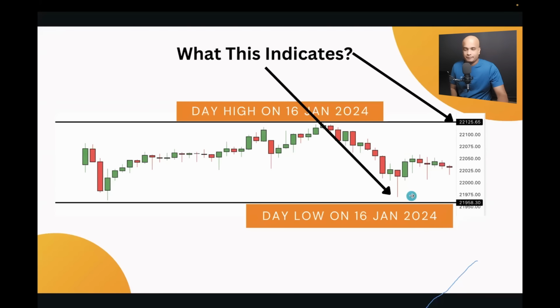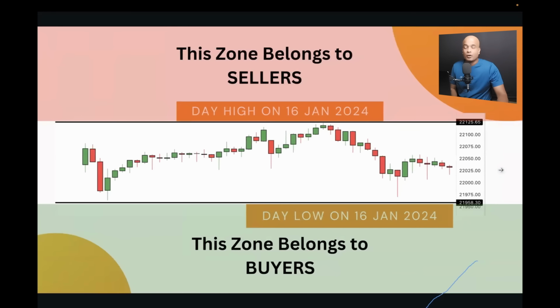So what does this indicate? Just think in your mind what this indicates. What this indicates is that this number, 22125, this zone belongs to sellers. In simple words, on this particular day, 22125 is the price level where the last buyer was found. Is price level pe last buyer tha, uske upar buyer nahi tha. Isiliye price niche aa gaya na. So that is the logic. Similarly here, you can consider 21958 as the day low. Is level pe last seller tha. Isko niche seller nahi tha, sirf buyers tha. So that means this zone belongs to buyers. I hope this is very clear.